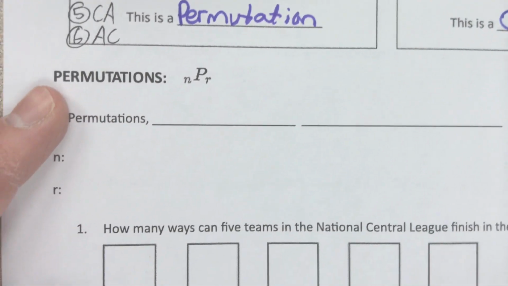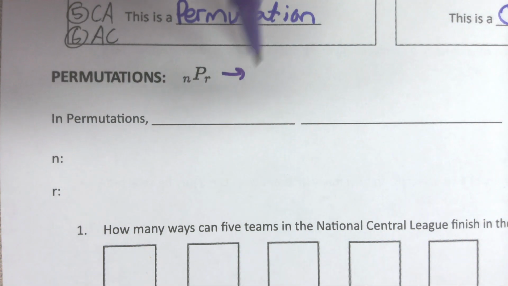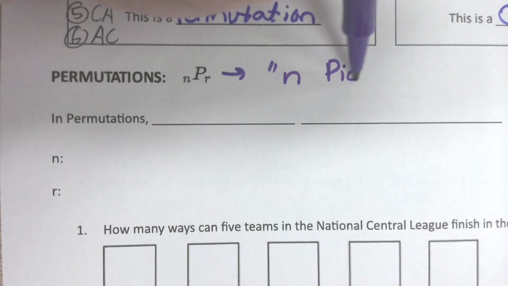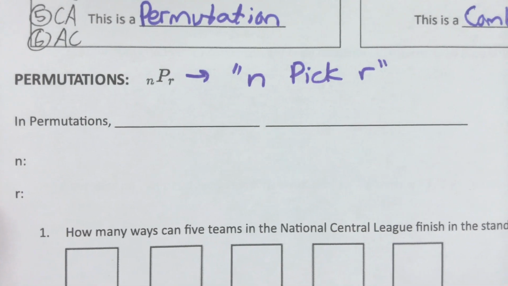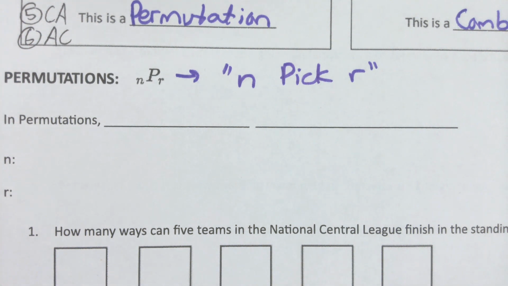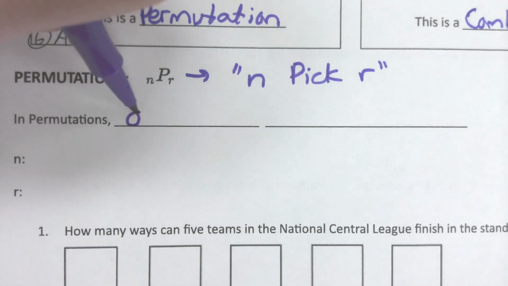Let's focus on permutations first. nPr, I want you to read that as n pick r. I use the word pick here. Pick is the same as permutation. They both start with P. Also, pick kind of has this insinuation that we're being very selective in what we're going to choose, select, grab from whatever the case may be. And again, it's a reminder that order matters.